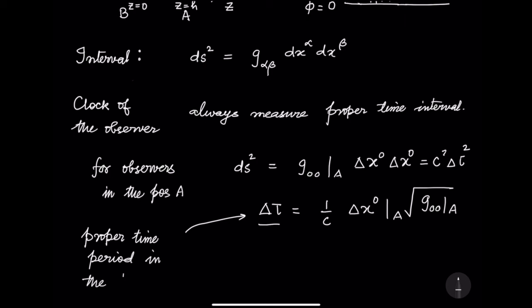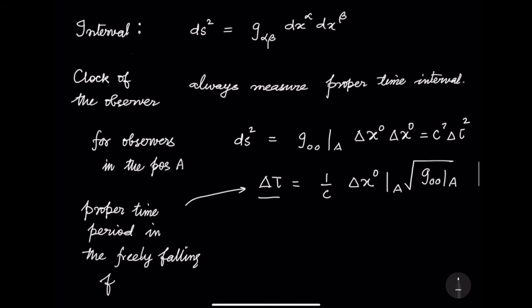Now this is in the freely falling frame, and that is important because in the freely falling frame, according to the postulates of general relativity, particularly the equivalence principle, the freely falling frames are equivalent to a special relativistic frame, and in a special relativistic frame, all clocks run at the same rate. So delta tau will be the same in all reference frames.